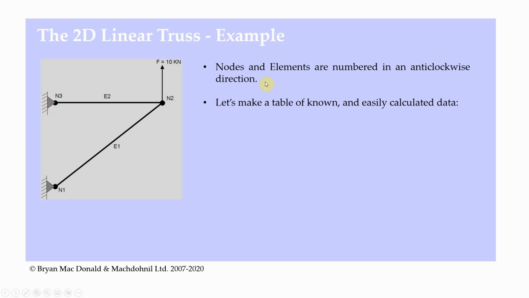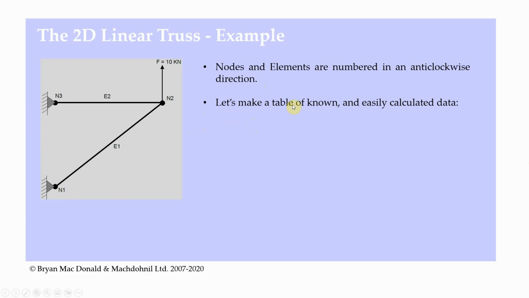So elements and nodes are numbered in an anti-clockwise direction. Again, node 1 is here, node 2 is here, node 3 is there. That's the convention in finite element analysis. It won't make a huge amount of difference if you do it another way, but it just makes things simpler. And again, it is the convention, so it's best to stick to that if you can.